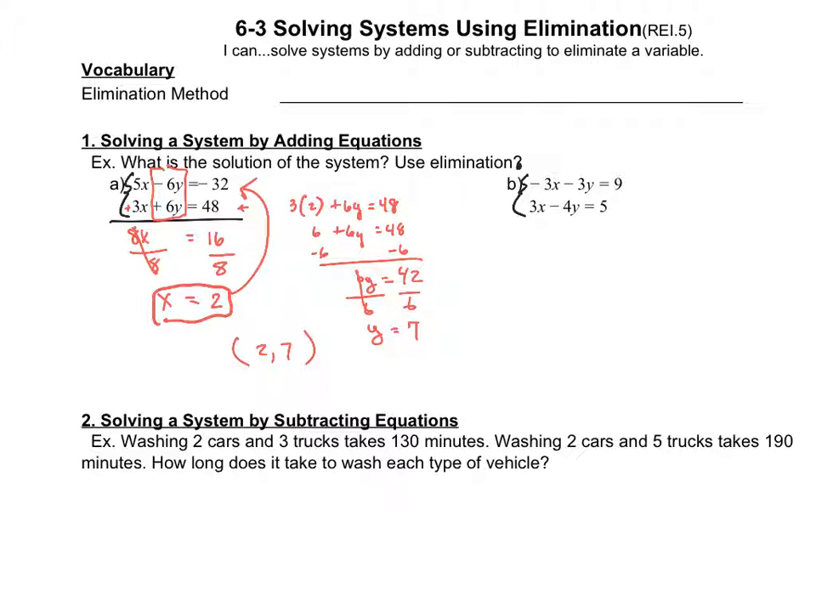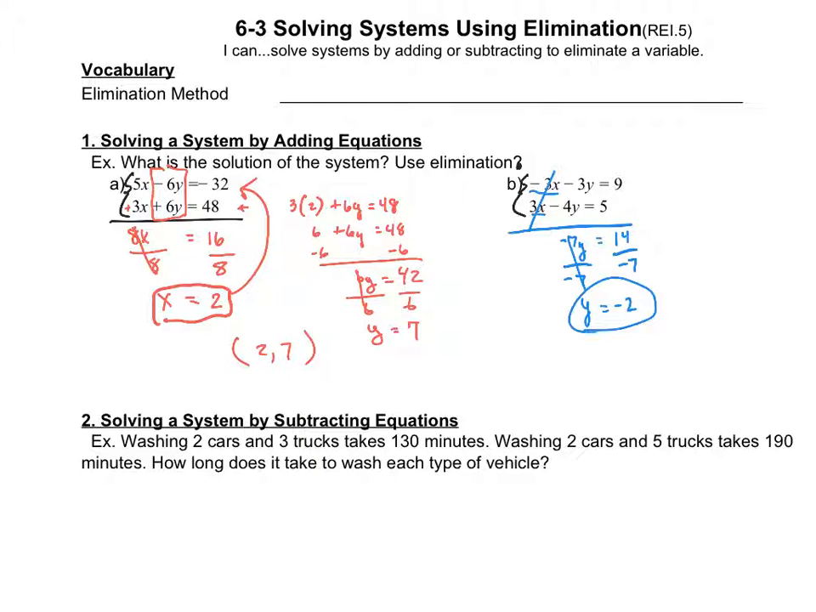On this next one, we don't have to do anything here because it looks like I have some opposites. The x, I have -3 and I have 3, so those are going to cancel out as I combine these equations. So that will become 0x, and then I'm going to have -3y minus 4y, which is -7y, and that's going to be equal to 9 plus 5, which is 14. Divide both sides by -7 to isolate my variable, and y then is going to be equal to -2.